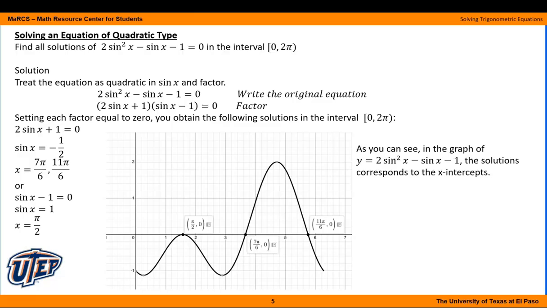Using the unit circle, we identify the corresponding angles and obtain three solutions in the interval from 0 to 2 pi. The graph on the right confirms our work. Notice that each solution corresponds to an x-intercept of the graph. Whenever possible, it is useful to connect the algebraic solution to the graphical representation.